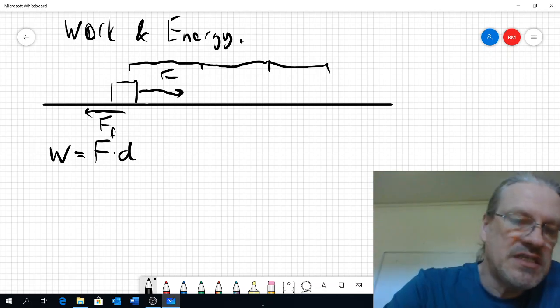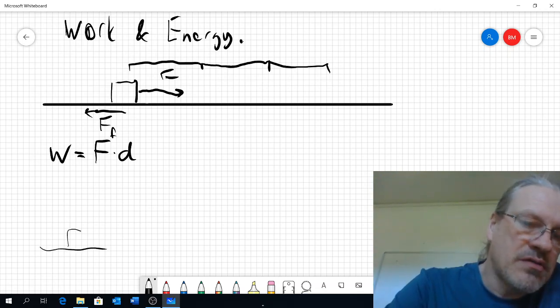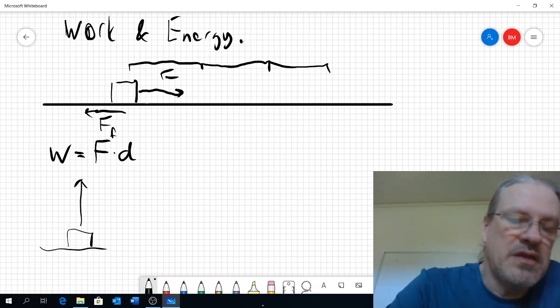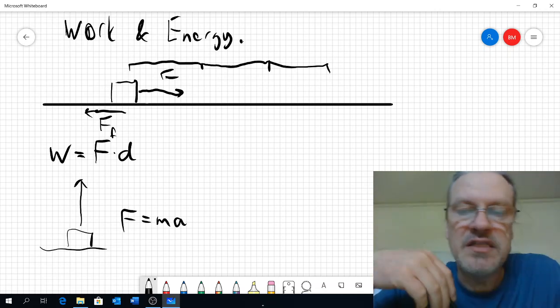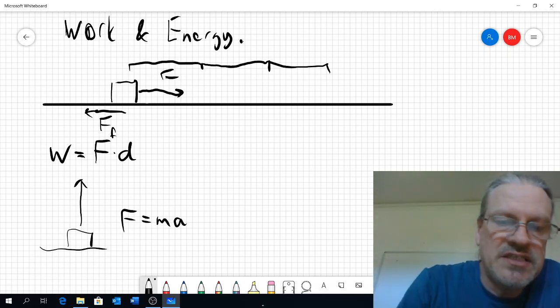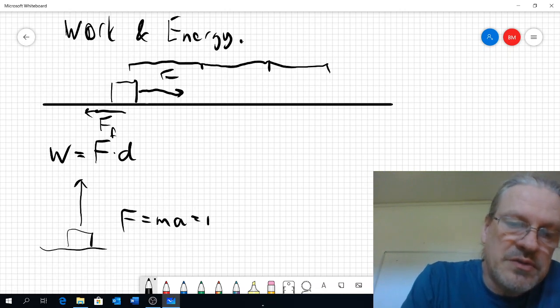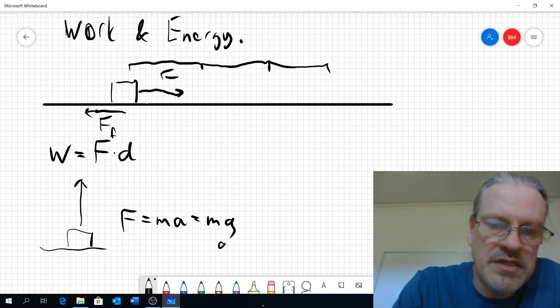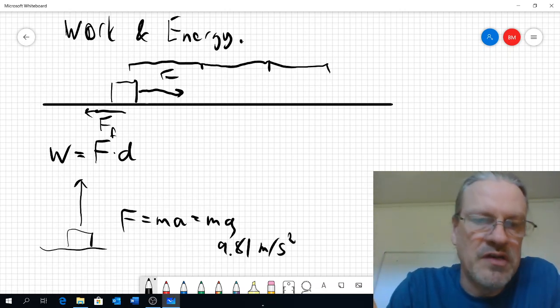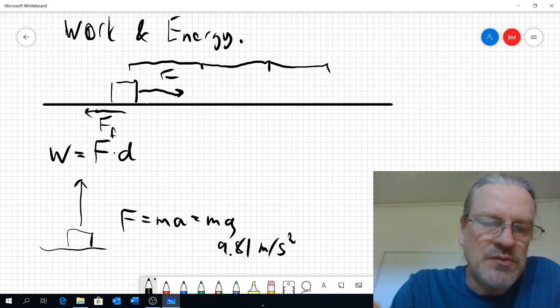An example of this is, say you have a block and you want to lift it. The force required to lift something, remember this, is force equals mass times acceleration, and in this case the acceleration you work against is g, so we will use mg. Remember that the acceleration of the earth is 9.81 meters per second squared. Actually, that is the number we use. It's slightly different in different places. So that will be our force.